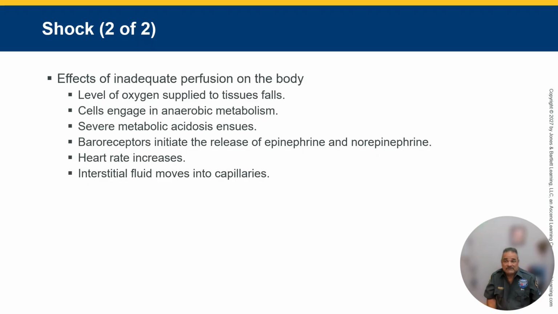Baroreceptors detect decreases in blood pressure and initiate the release of epinephrine and norepinephrine. We want some alpha properties in there, squeezing things and trying to increase heart rate and help us out there, and it just will fail. Heart rate increases, the heart beats more forcefully, and the blood vessels constrict.